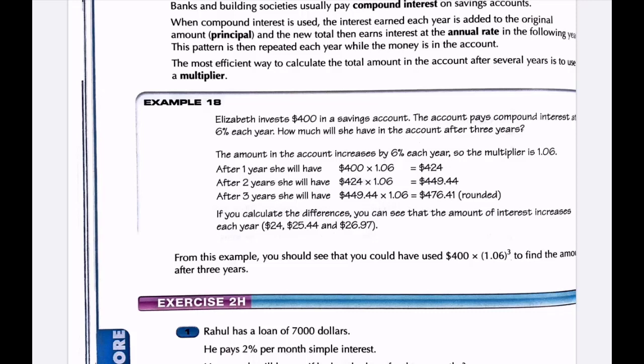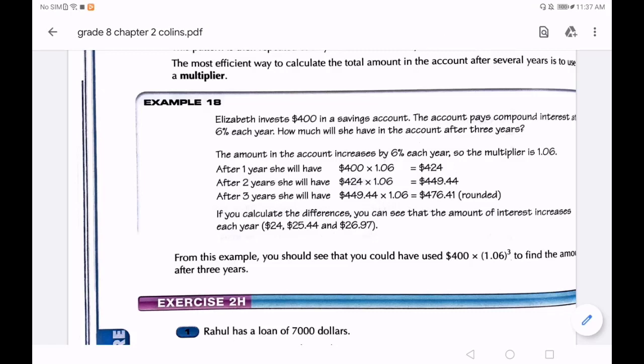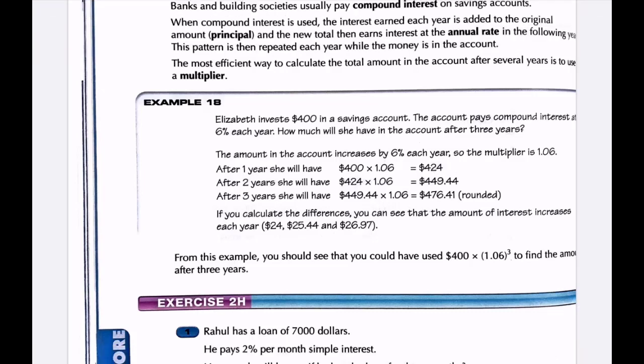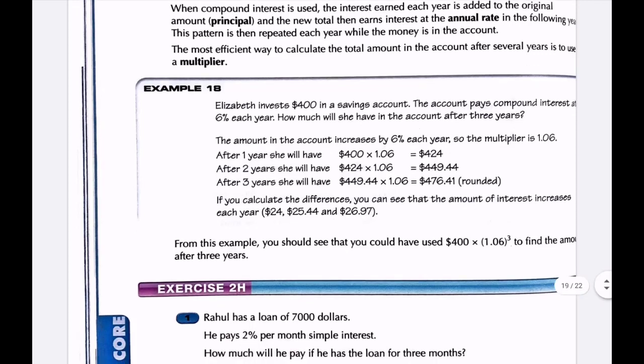400 multiplied by 1.06 is now 424. Before that, 400 was the principal amount, but now this 424 is the principal amount. So after 2 years it will be 449.44, and after 3 years it will be multiplied by 1.06, it will be $476.41. If you calculate the difference, you can see that the amount of interest increase each year is, in the first year $24, in the second year the increase is 25.44, and in the third year the increase is 26.97.